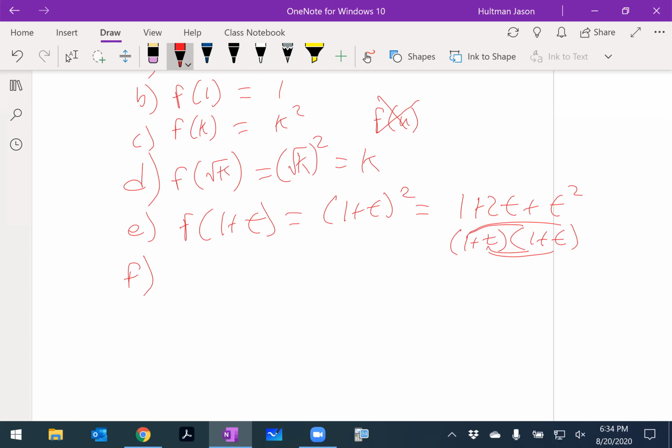Okay, F here. What's f of x plus h? What's that going to be? Well, that's x plus h quantity squared, which is what? What does that end up being? How about x squared plus 2xh plus h squared? Does that work? Okay. Thank you, Gabriel.